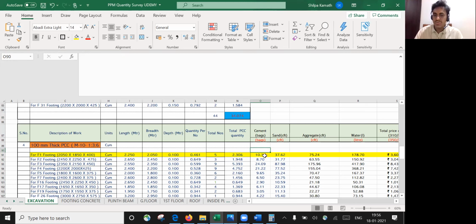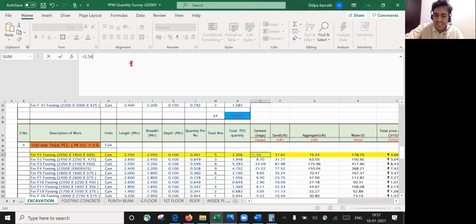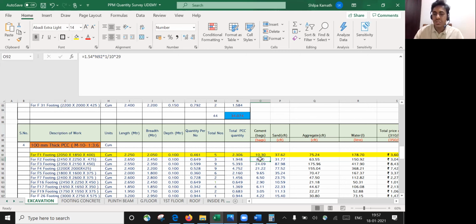It's not the right way to do it. We cannot order 10.3. You have to order 11 bags. So in order to make this 11, what you have to do? Put a formula here. I'll try to do this once again. Is equal to 1.54, multiply this by the volume of concrete, we got 2.306, into what is the ratio of cement? It is 1. That is written here, right? This is 1, divided by how much is the ratio? 1 plus 3 plus 6 is 10, and then you have to multiply by 29 and hit the enter button. You'll get 10.3, but you cannot order 10.3.